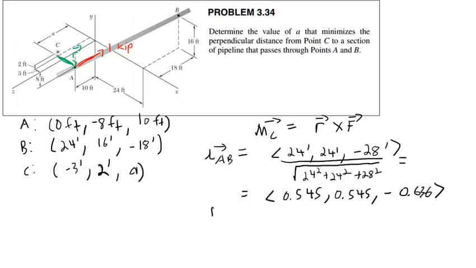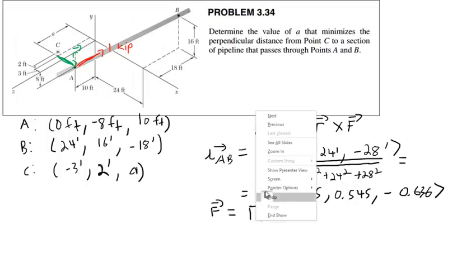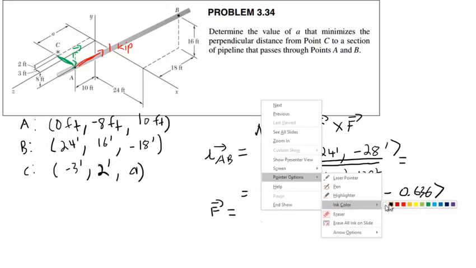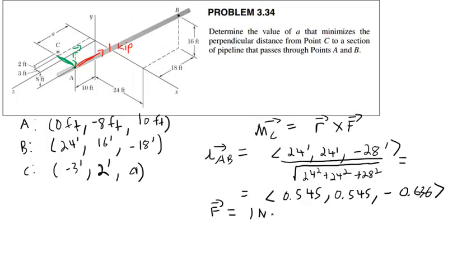And the force vector then, because this force is just 1 kip times lambda AB, our force vector becomes 0.545 kips, comma, 0.545 kips, comma, negative 0.636 kips, like so. And now we will need vector R.